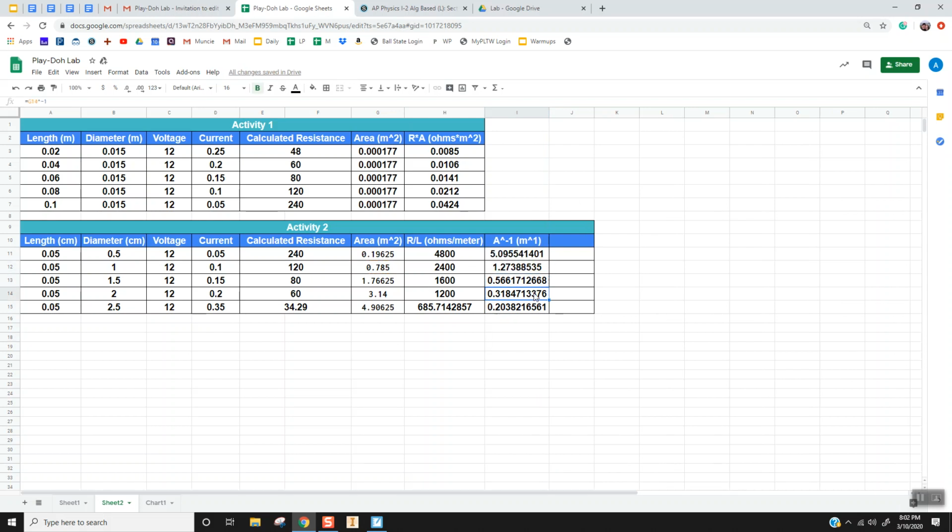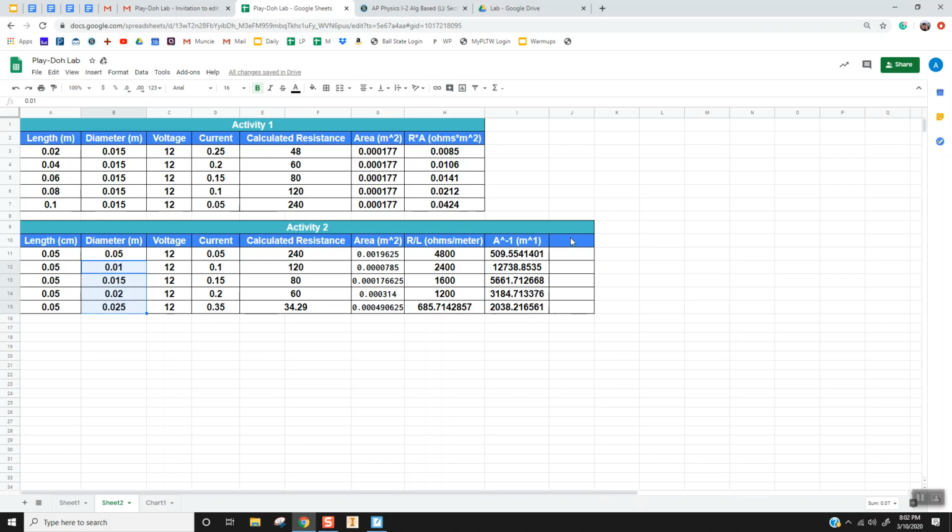Just going to double check some things real quick. Area. Oh, I see a problem. My diameters were in centimeters over here, not in meters yet. So I'm going to fix that. This is going to be 0.05, that's going to be 0.01, 0.015, 0.02, 0.25. There we go. Those numbers look a bit better.